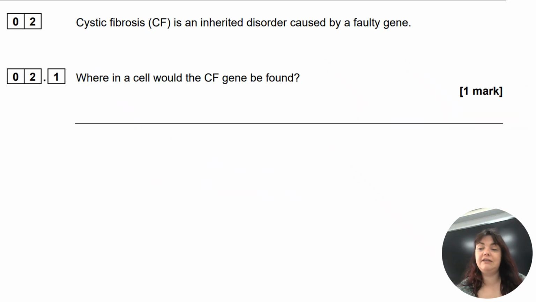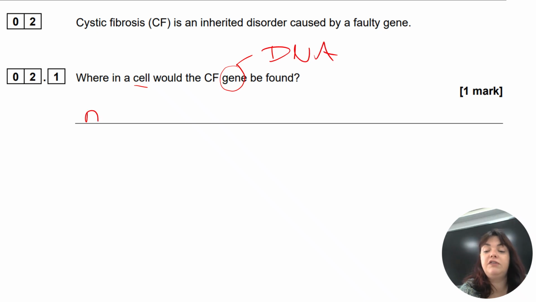Cystic fibrosis is an inherited disorder caused by a faulty gene. Where in the cell would the CF gene be found? Now it's asking where in the cell, so you need to think, right, where in the cell do we find genes? Do we find DNA? That is obviously the nucleus.